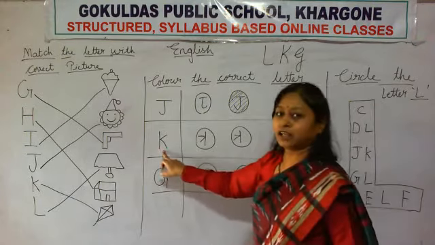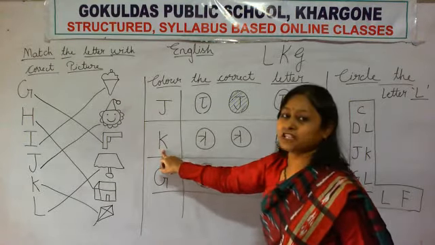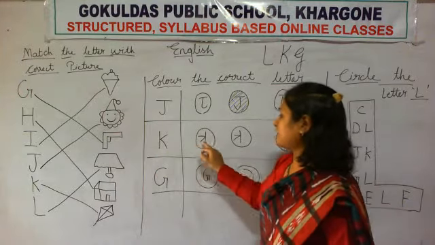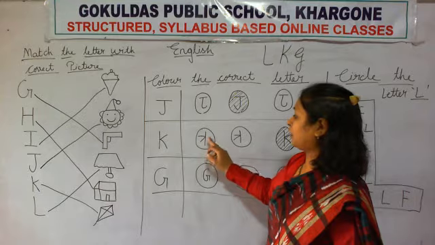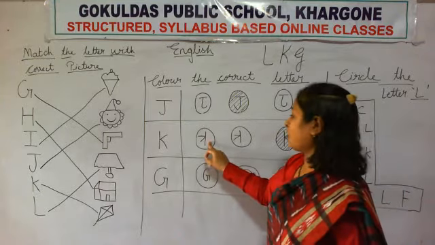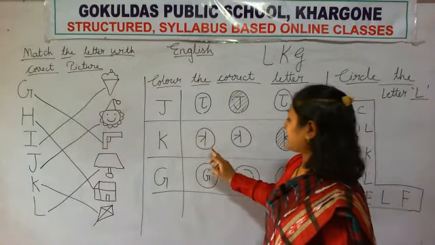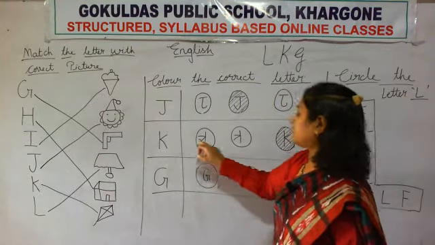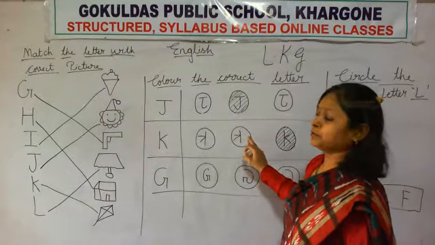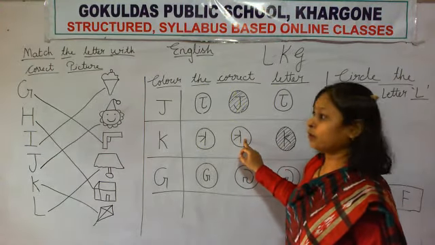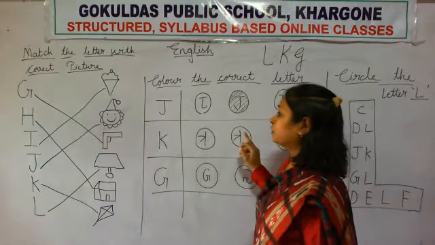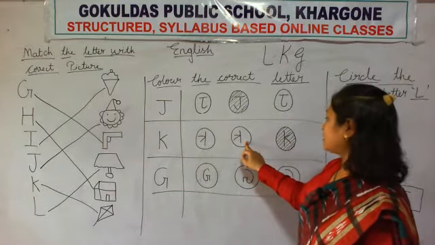Okay. Look here again. Which letter is this? K. This is K. So both are same? No. We will not color this. Okay. This is wrong. The formation of K is wrong. Okay, look here. Both are same. The formation of K is right? No, it is wrong. So we will not color this.